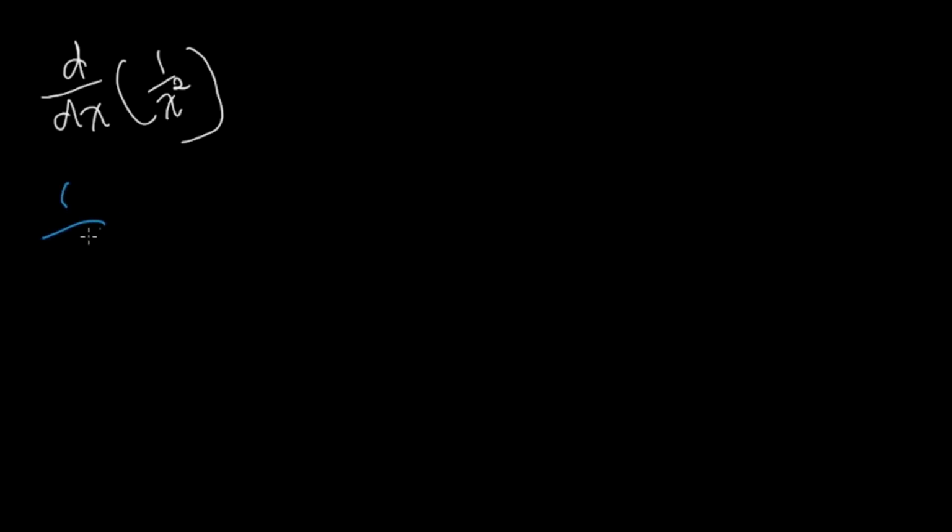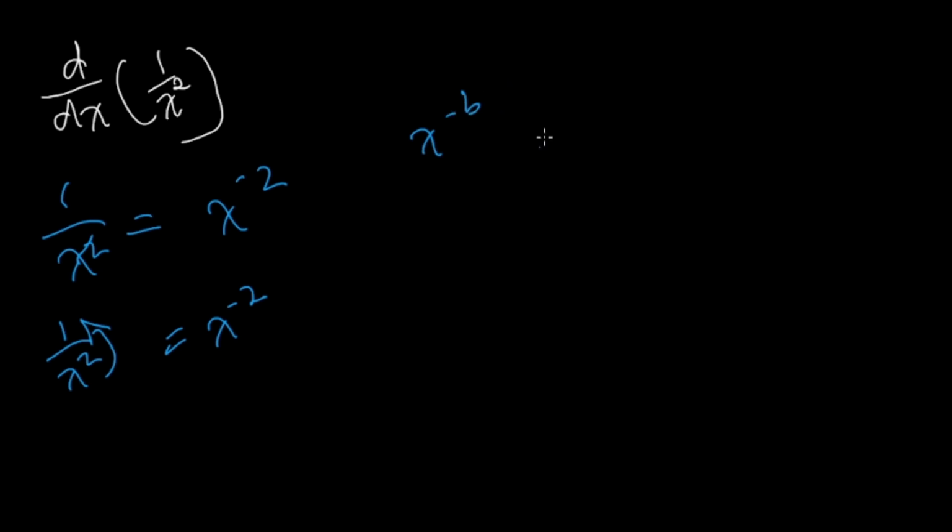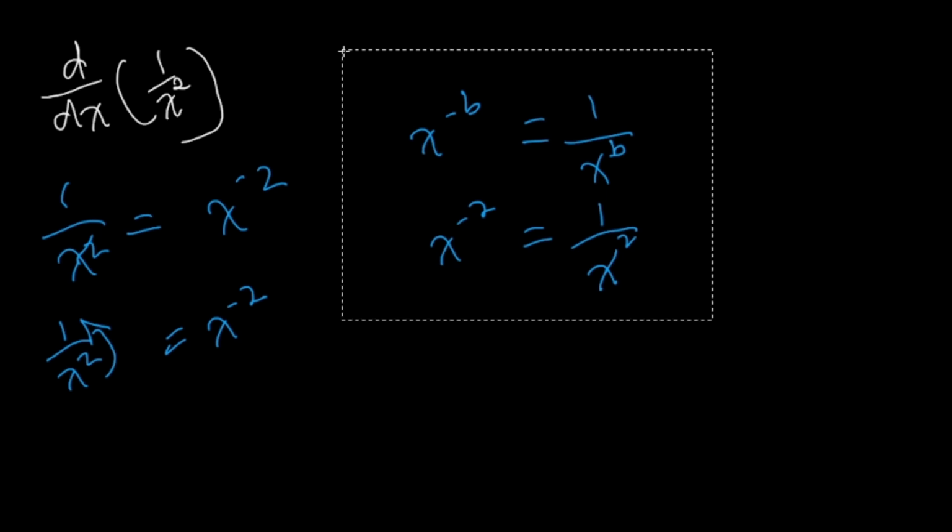So 1 over x squared is equivalent to x to the power of negative 2, because when we take the reciprocal, the exponent becomes negative. Just like the way we have anything to the power of a negative, we get it as 1 over x to the power of b. Likewise, if we have x to the power of negative 2, it's equivalent to 1 over x to the power of 2, just as what was represented over there.